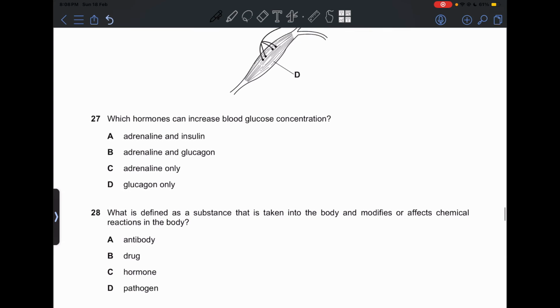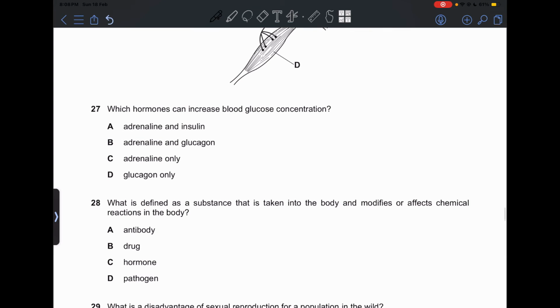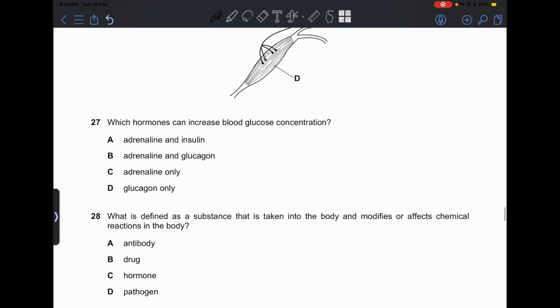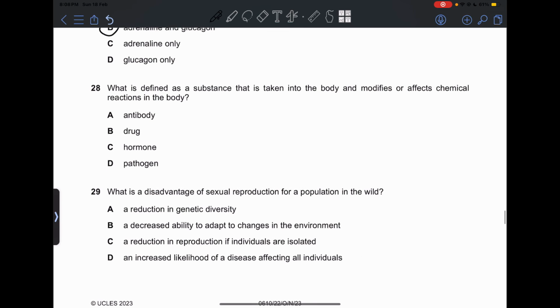27. Which hormones can increase blood glucose concentration? This is actually glucagon. We know that glucagon increases the blood glucose, and also adrenaline because it is released in fight or flight reactions. So actually it's going to be B. 28. What is defined as a substance that is taken into the body and modifies or affects chemical reactions in the body? This is actually the definition of the word drug.